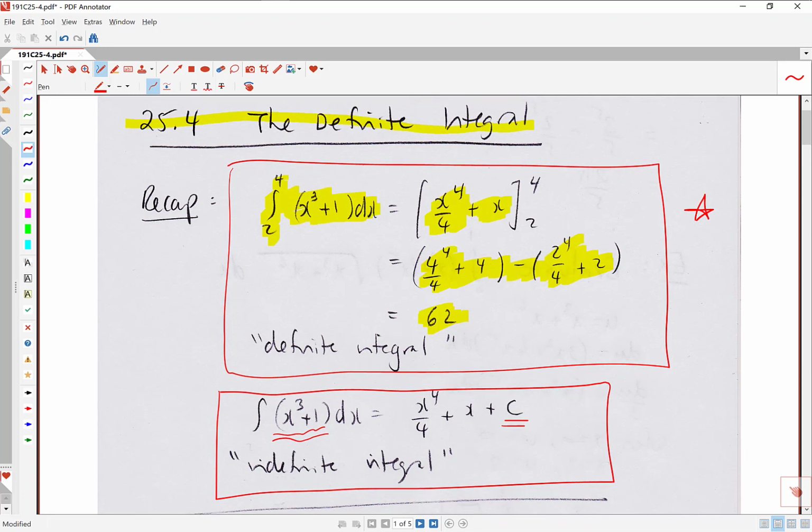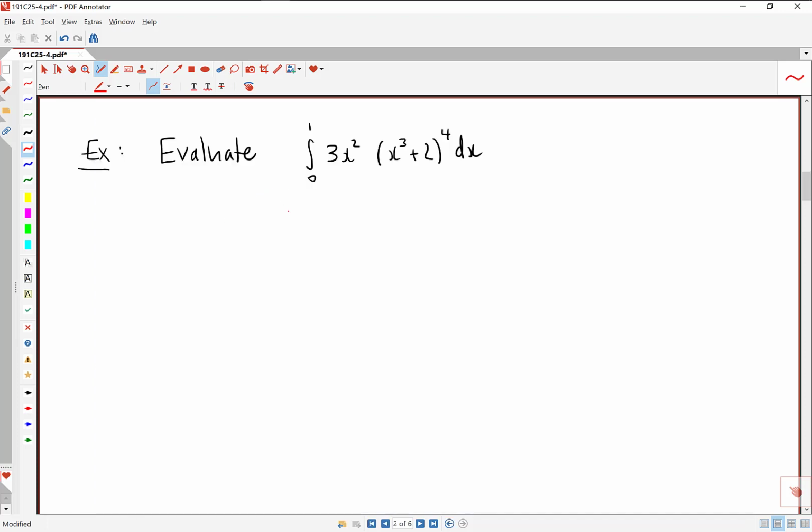And in particular, what we're going to be focusing on is definite integrals where the substitution method is required. So we're going to get more practice with substitution, and we're going to get more practice with definite integrals. So we are going to evaluate the following definite integral, and the idea is to do a substitution. So thinking back to substitution, we're going to let u be the quantity that's being raised to a power. So that would be x cubed plus 2.